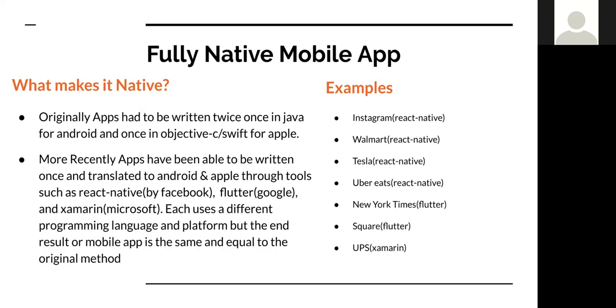Some examples of native apps would be Instagram, which is using React Native, and so is Walmart, Tesla, and Uber Eats. The New York Times and Square are using Flutter. UPS is using Xamarin. So they're just different languages or web technologies used to make those mobile apps.